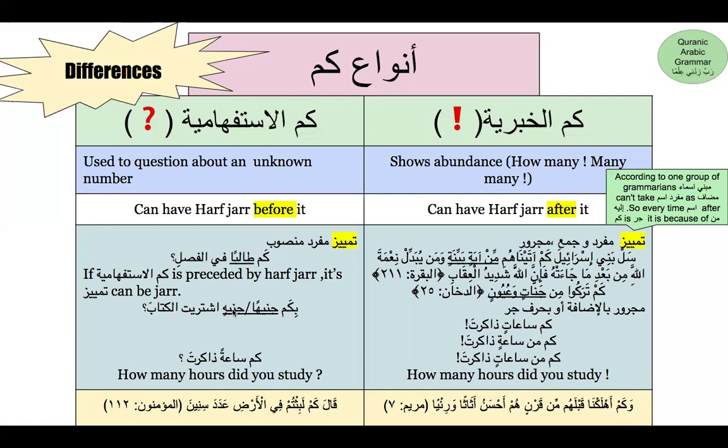The word is said to be, the tamyiz is said to be majroor bil idafa. However, you also need to know there is another school of thought which says that mabni asma, which both come al khabariya and come al istifhamiya are, cannot take mufrad ism as mudaf ilayhi. So every time if an ism is majroor after come, it is because of hidden min.